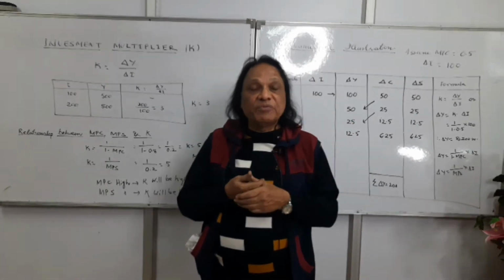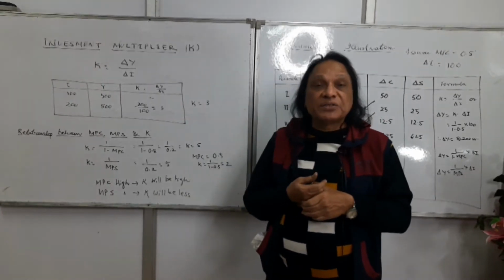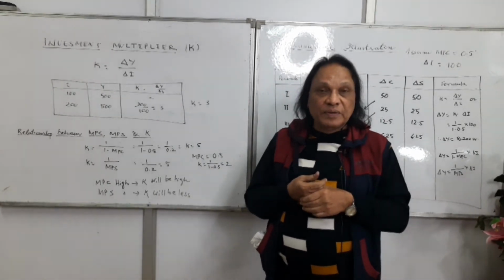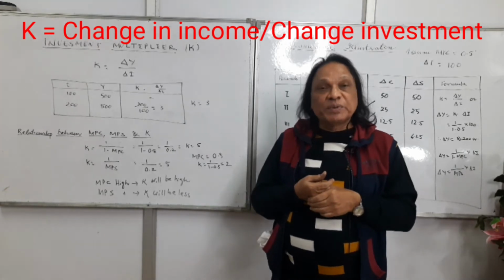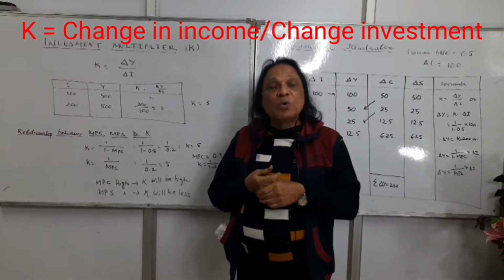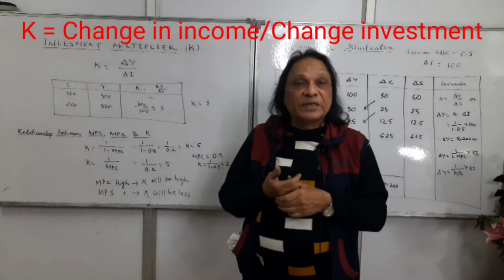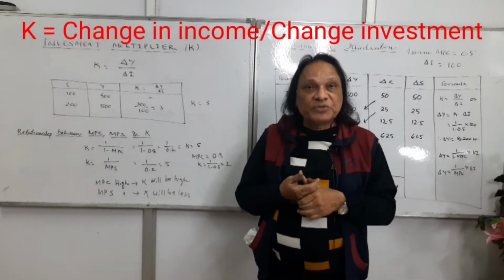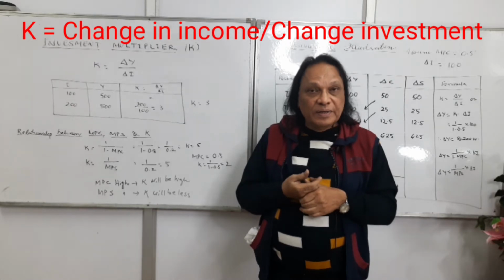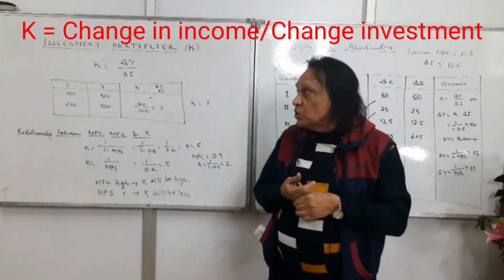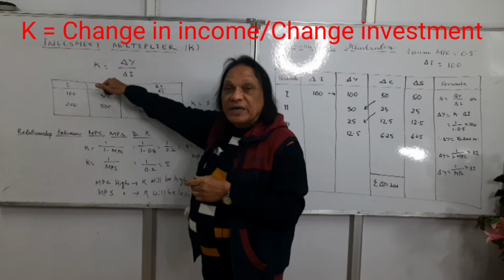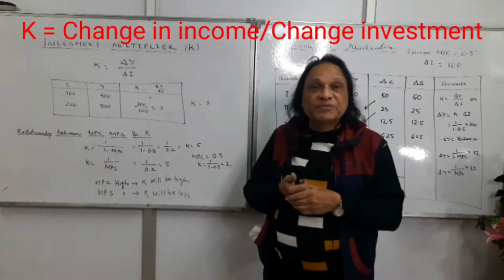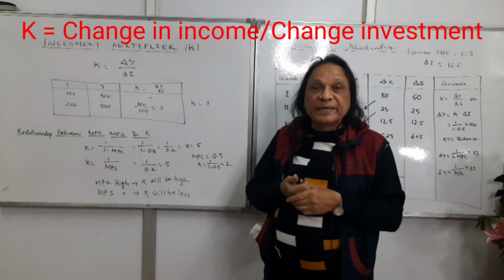Mathematically, we can say the investment multiplier K is the ratio of change in income to change in investment. How much investment has gone up in the economy, and as a result, what impact on output and income of the people. So we write it as K, which stands for investment multiplier, equals delta Y upon delta I. Delta Y stands for change in income, and delta I, change in investment.